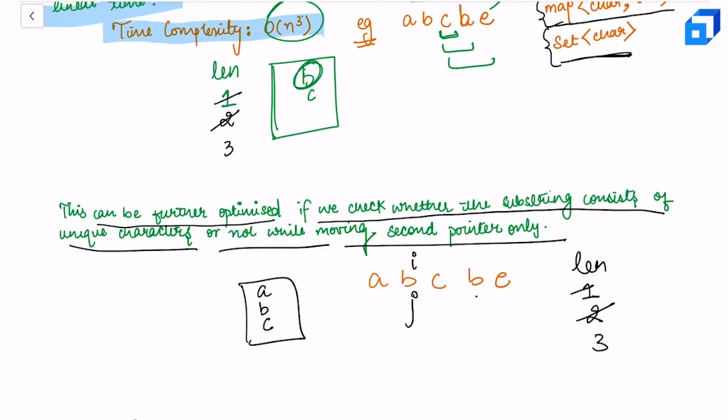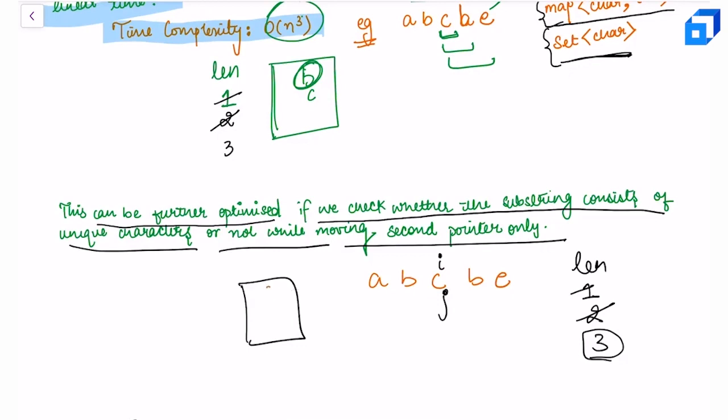And J will also start from here now. B is not present. Let's put B. And length will still be 3 only because that's the maximum. Now let's move J. C is not present. Let's put C. Length will be the same. When J is incremented, it comes to B and B is already present. That means we can simply increment our I now. So I will come to this location and J will also come to this location, and we will keep on iterating and checking this way.